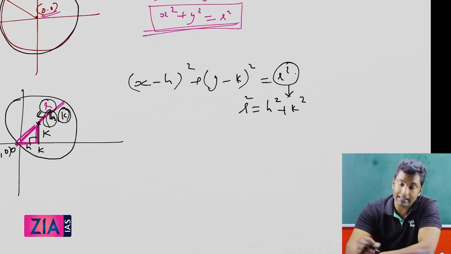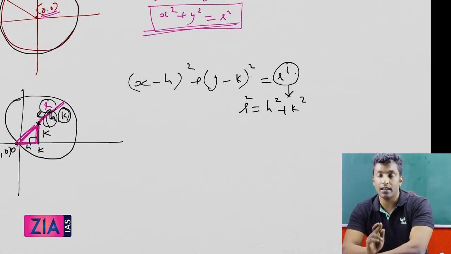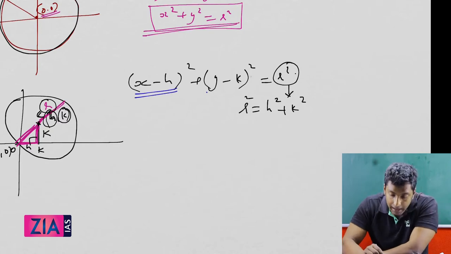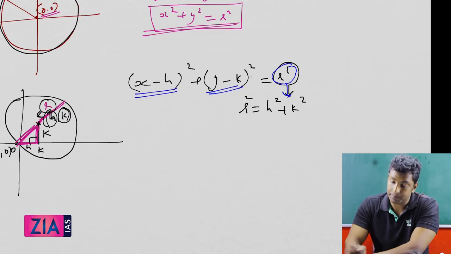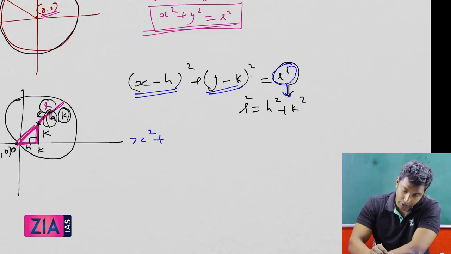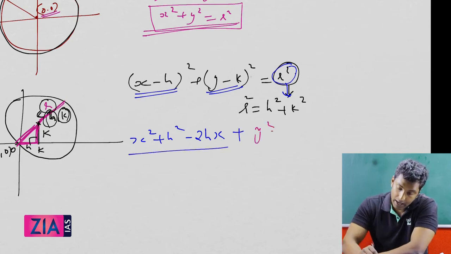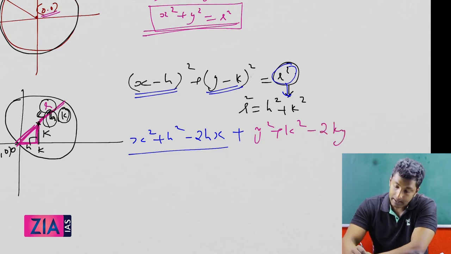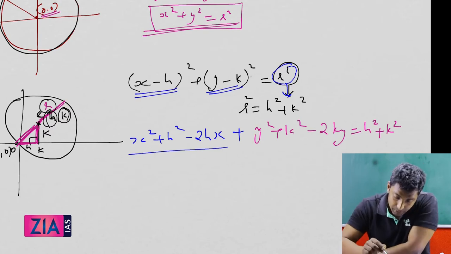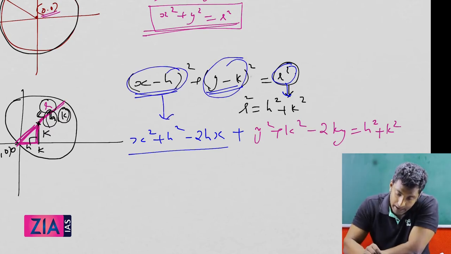What you can do, in the next step, I'm going to do two things together. I will open up this bracket and change r square as this. So let's see how you're going to proceed. You'll get x square plus h square minus 2hx, plus, let's open the next bracket, y square plus k square minus 2ky, equal to h square plus k square. So (x minus h) all square is this, (y minus k) all square is this, r square is this.